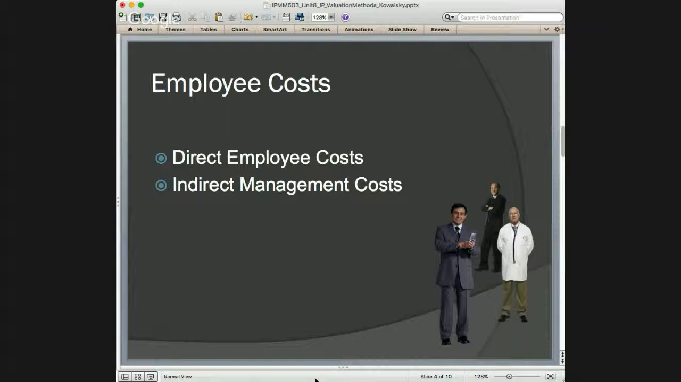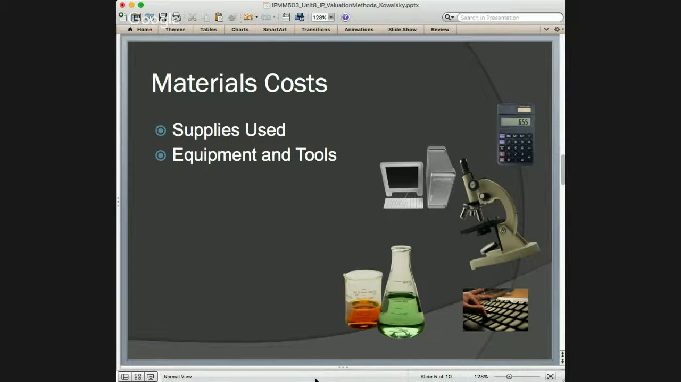Employee costs will not only include salaries, but also benefits and other employment costs. Indirect management costs should also be tabulated, keeping prorated to reflect their true involvement with the project. Material costs should include supplies and raw materials, as well as equipment, computers, and other tools required to complete the work.